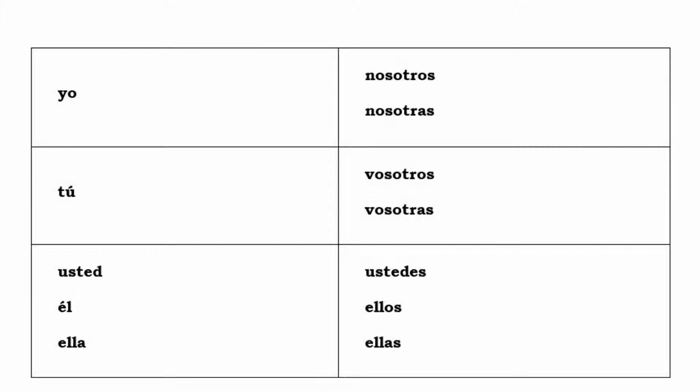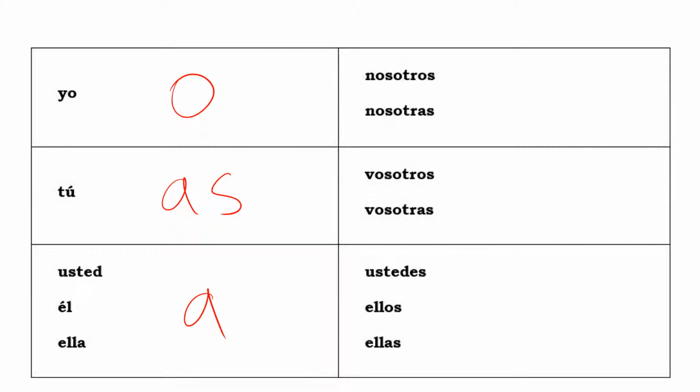Our yo ending is always going to be o. So if I want to say that I do something, I take off AR from my infinitive and I put O in its place, and then I do it. If I want to say that you, informal, do something, I take off that AR and I add AS. If I want to say that usted or él or ella, you formal or he or she does something, I take off that AR and I add an A. We're going to pronounce that A.